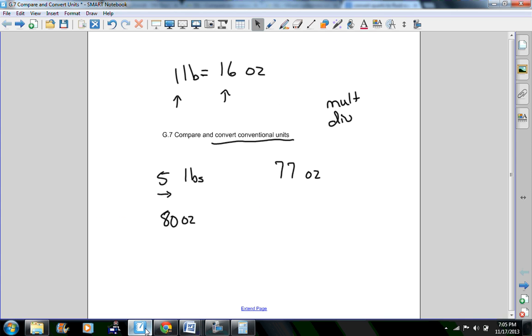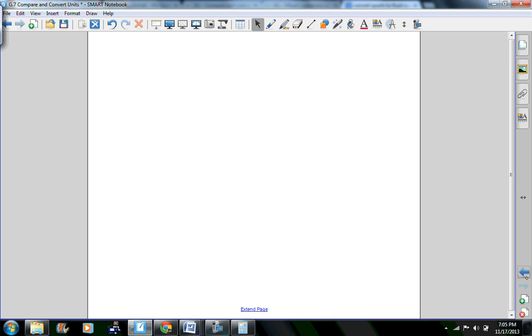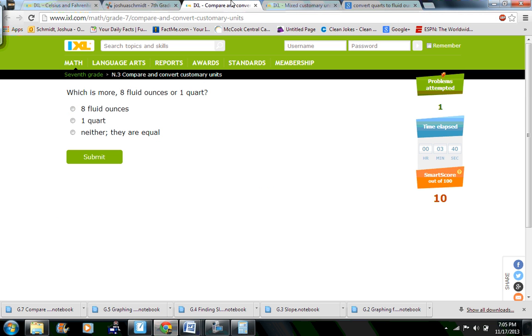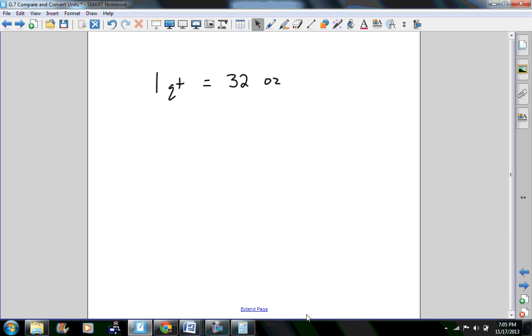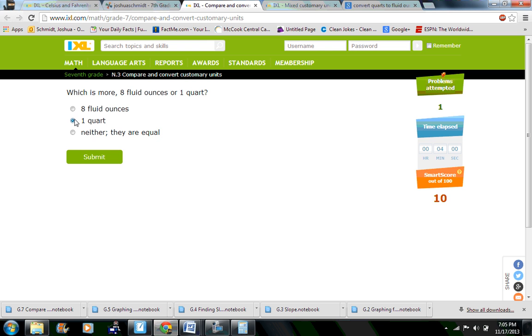So I go over here. I'm going to make a new sheet. So 1 quart is equal to 32 fluid ounces. So our problem says 8 fluid ounces or 1 quart. So this one's pretty easy. We know that 1 quart is equal to 32 fluid ounces. Well, we only have 8 here, so this number has to be bigger. So 1 quart.